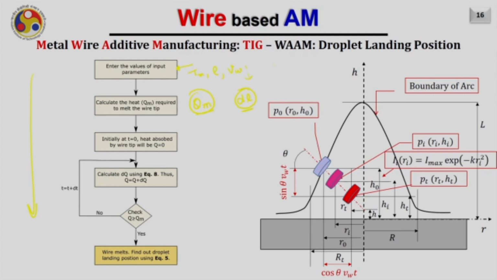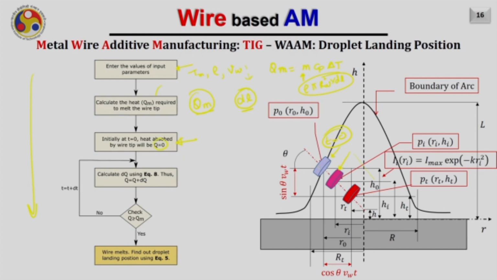We have already seen that it was given as Qm equals m Cp delta T, where m is nothing but the mass of the tip, and this is the tip you are seeing here, and the mass is nothing but rho pi Rw square into dl. So this much energy will be required. So let us see when this tip is moving inside the arc, at what time this much energy will get absorbed by the tip. So for that, let us initiate the process. Initially at t equals 0, zero energy will be absorbed because the element is just outside, right? So no energy will be absorbed.